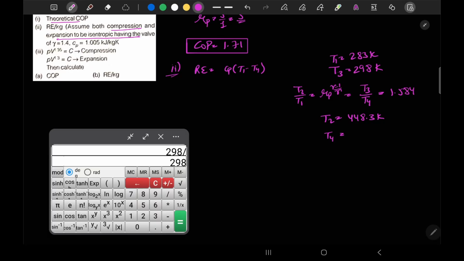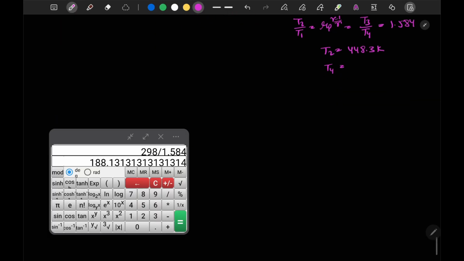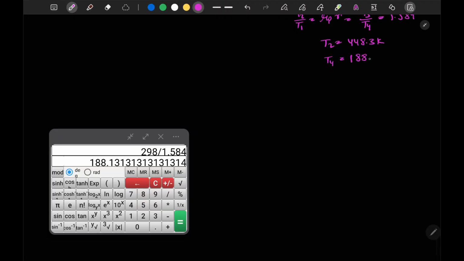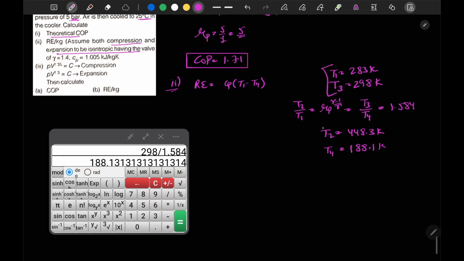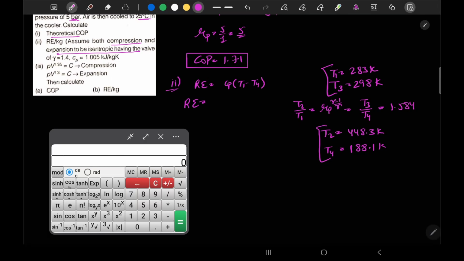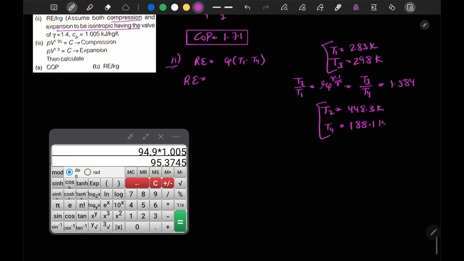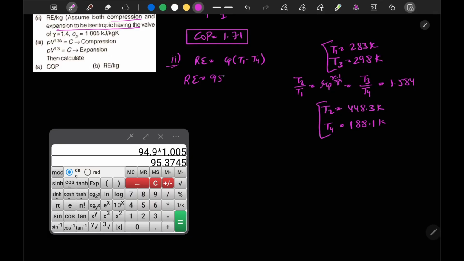298 divided by 1.584, this value comes out to be 188.1 Kelvin. So I have obtained all four temperatures. Now if I substitute the values here, I will get RE is equal to Cp value 1.005, and T1 minus T4, so T1 is 283 minus T4 is 188.1, multiplied by 1.005. I will get the refrigeration effect per kg to be 95.37 kilojoule per kg. I hope you understood till here.